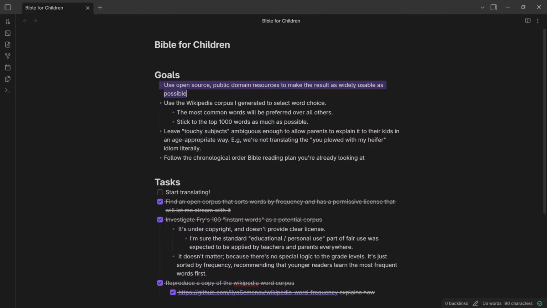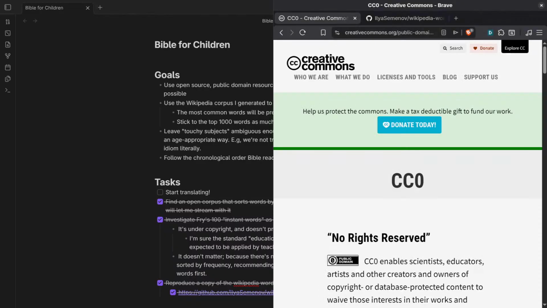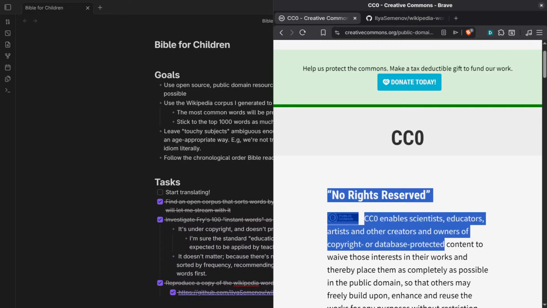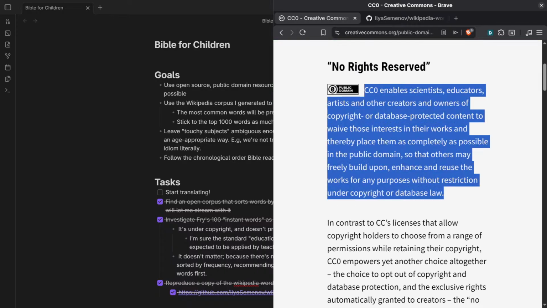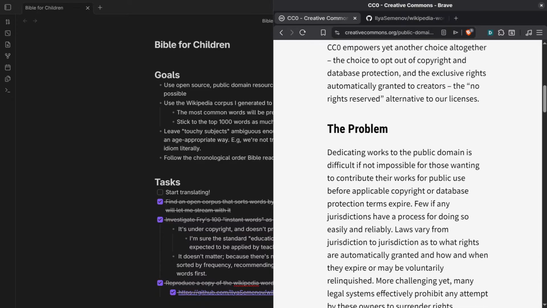So my goal is to make a Bible for children, and I know there are many out there, but one thing I particularly want to do is make the result public domain. So we're going to start with the World English Bible. And everything I use, as much as possible, I'm going to use public domain resources to make sure the result is as usable as possible. And then we're going to license the result under the CC0 license. Basically, this gets us as close as possible to public domain.